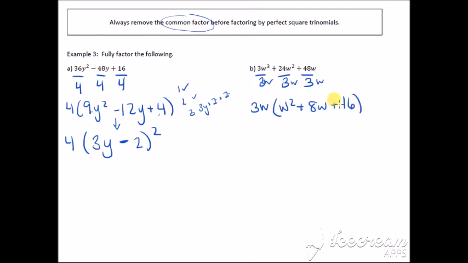Okay, 3 terms, we can root the front, root the back, and then 4 times w times 2 is definitely 8w. So we can go ahead and use perfect square trinomial. We get (w plus 4) squared.